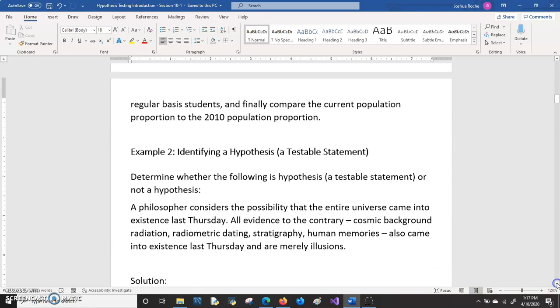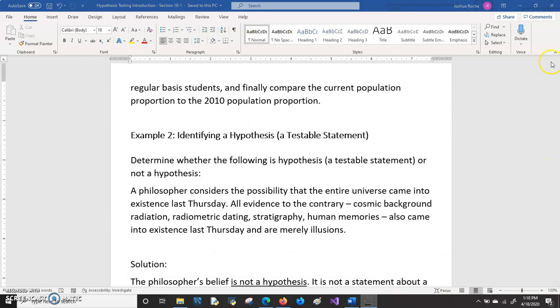Let's look at another example. Example 2 is, again, identifying whether something is a hypothesis. And same thing, determine whether the following is a hypothesis, in other words, a testable statement, or not a hypothesis. A philosopher considers the possibility that the entire universe came into existence last Thursday. All evidence to the contrary, such as cosmic background radiation, radiometric dating, stratigraphy, human memories, all of those also came into existence last Thursday and are merely illusions.